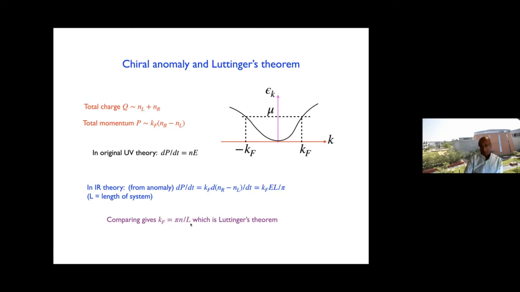Right? So k_F is pi n over L, which you recognize as precisely the relationship that's satisfied by the free Fermi gas. But we've now understood this in a manner which generalizes to the interacting system, to the interacting Luttinger liquid, and relates it directly to the property of the emergent symmetry and the anomaly of the emergent symmetry. Okay. All right. So that's the warm-up.